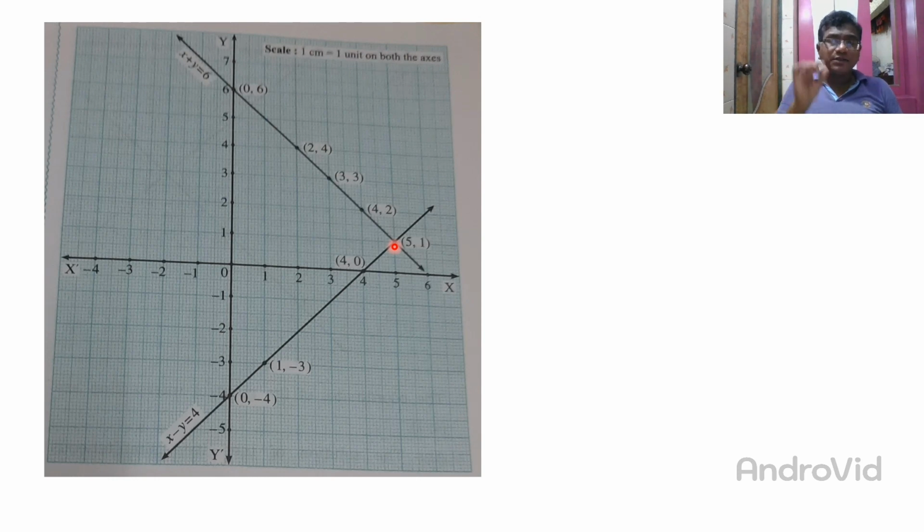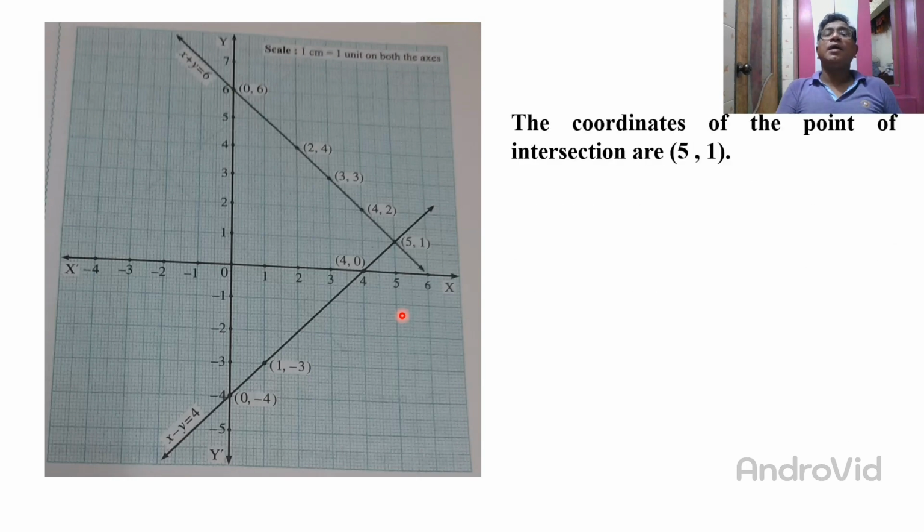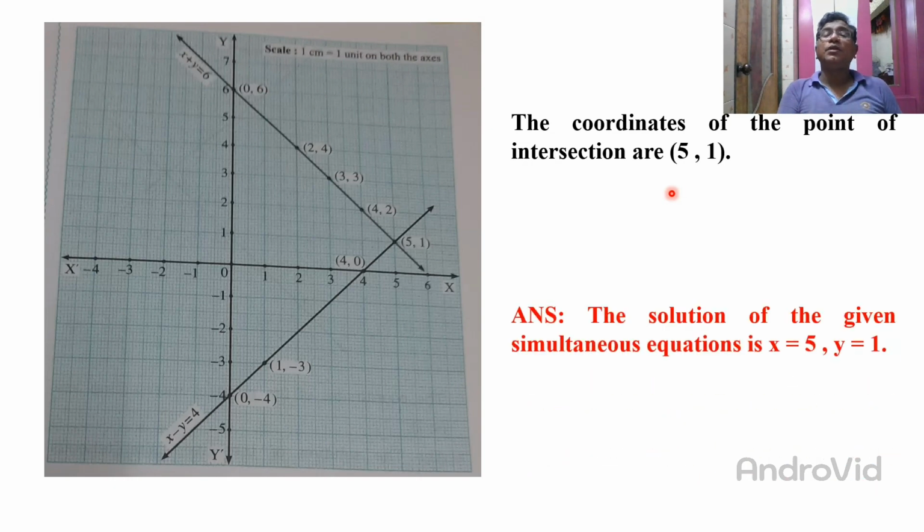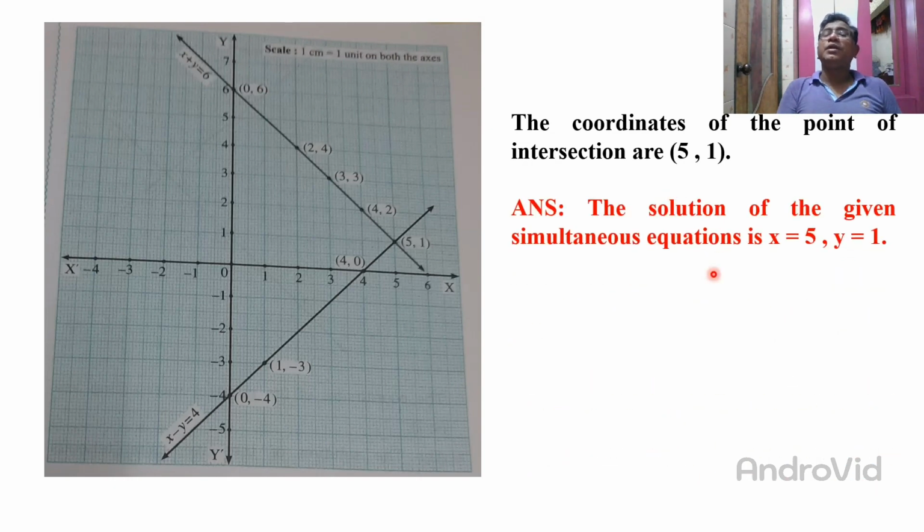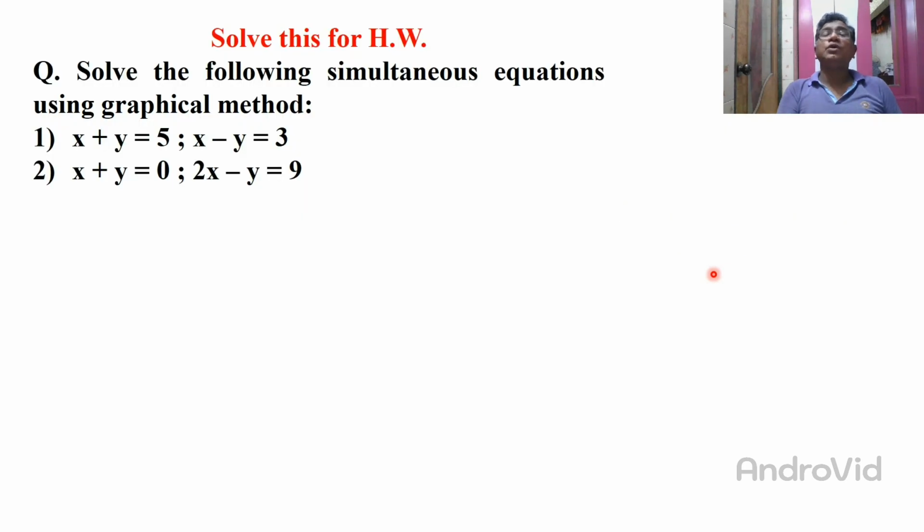So you get the answer x is equal to 5 and y is equal to 1, because the two equations intersect at a single point. The intersection point on the x-axis is 5 and on the y-axis is 1. So the value of x is 5 and the value of y is 1, and that answer is written here.